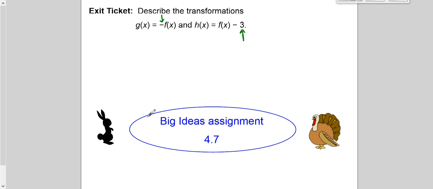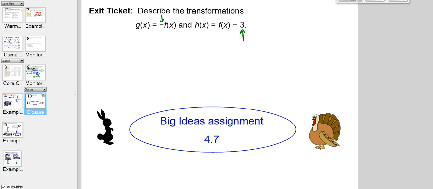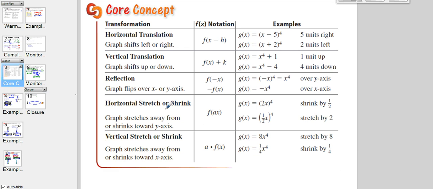Awesome. Lots of examples. Go work on your big ideas assignment 4.7. The page that you want to keep in mind as you're looking through it, a good summary page, is this page right here. It reminds you that adding and subtracting is a translation, multiplying is a stretch or shrink or a reflection. Reflection is when it's multiplying by a negative. Horizontal stretches and shrinks are in the house. Vertical stretches and shrinks are multiplying the entire function by a number. So you might want to have your notes open to that page as you work on your assignment.